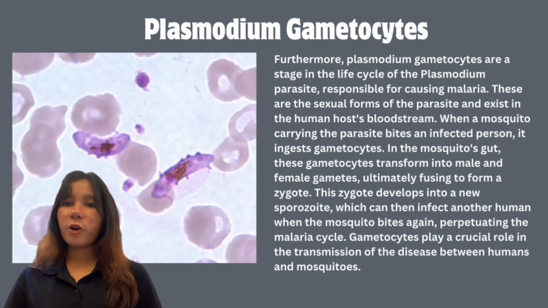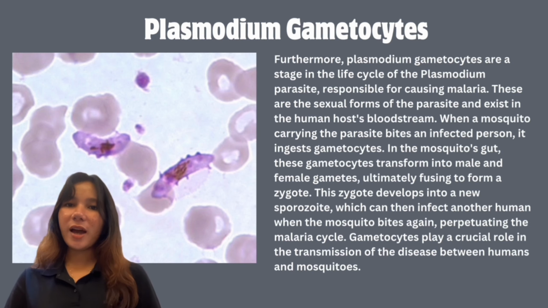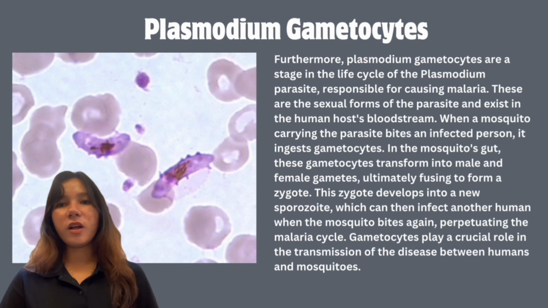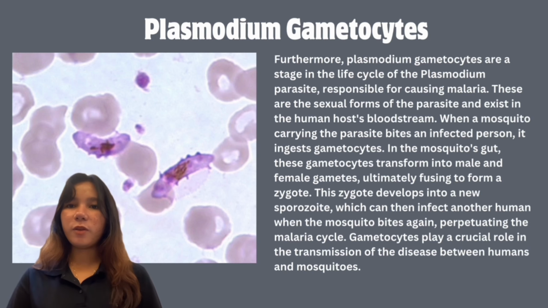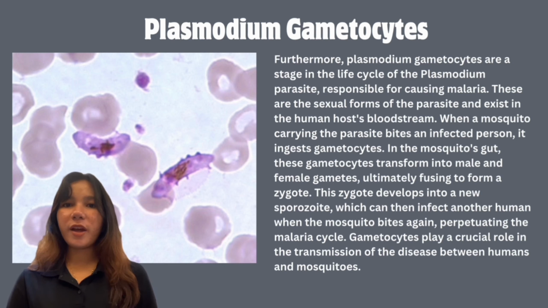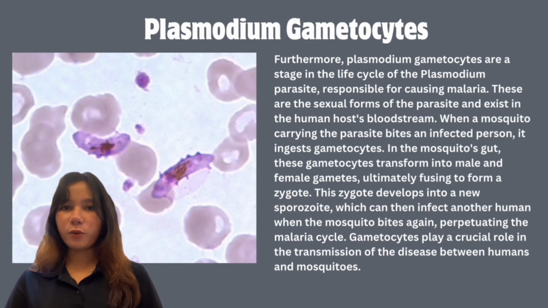When a mosquito bites an infected person, it ingests gametocytes into the mosquito's gut. These gametes transform into male and female gametes, ultimately fusing to form a zygote. This zygote develops into a new sporozoite, which can infect another human when the mosquito bites again. Perpetuating the malaria cycle, gametocytes play a crucial role in transmission of the disease between humans and mosquitoes.